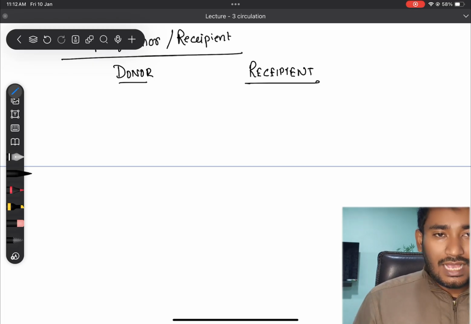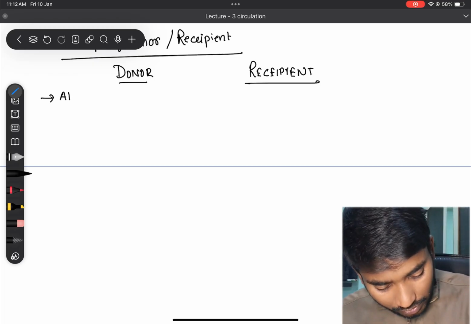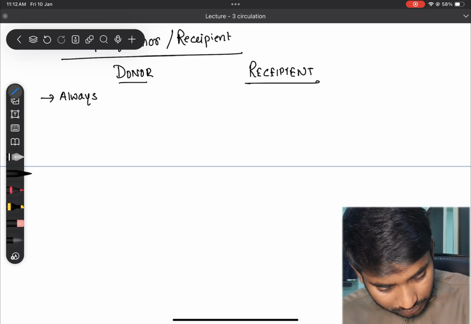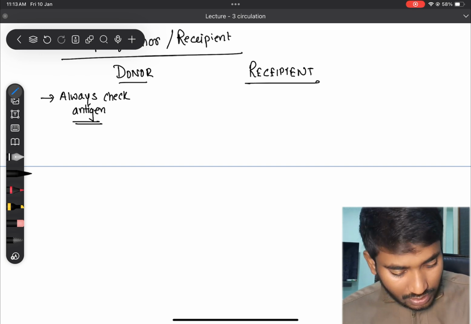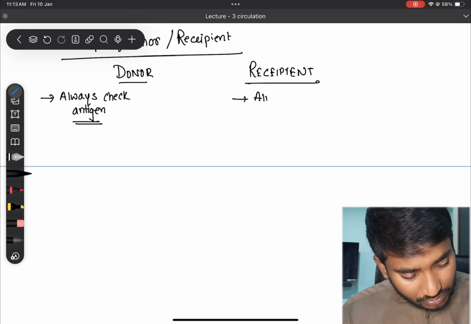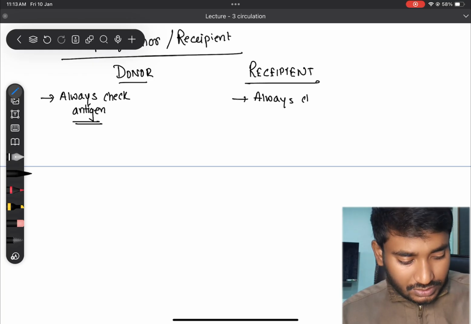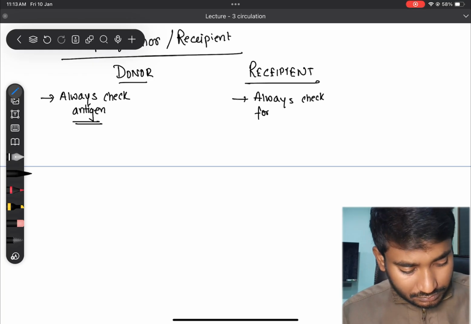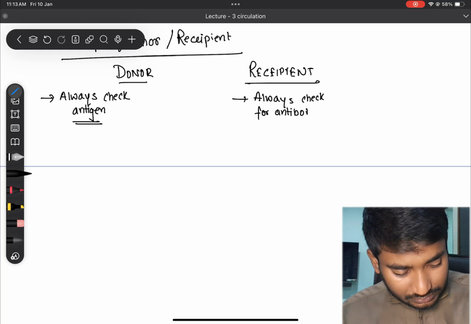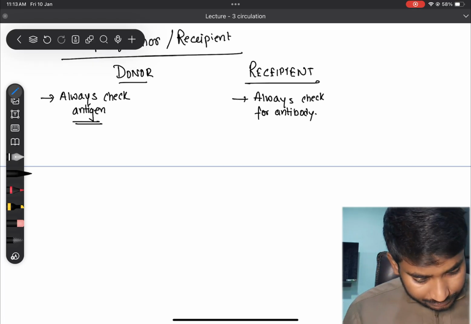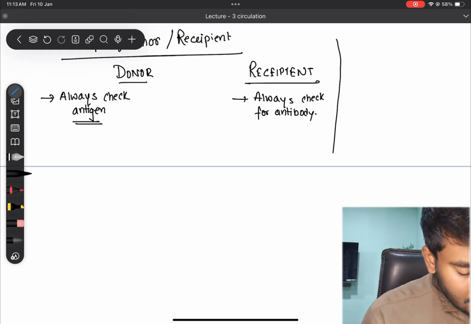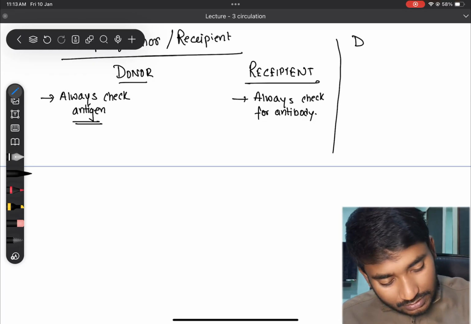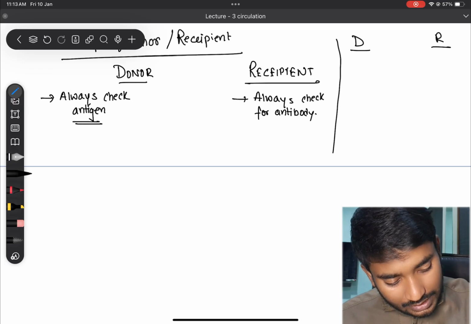Okay, this is the donor and this is the recipient. Always check antigen in the donor; always check for antibody in the recipient. Okay, now remember this cross match. Let D be the donor and R the recipient.